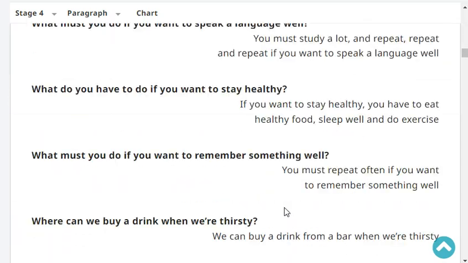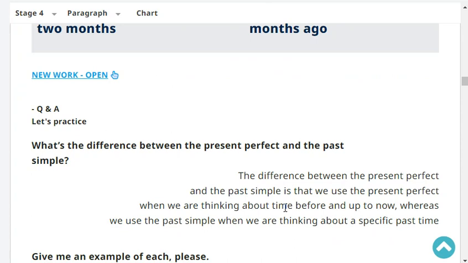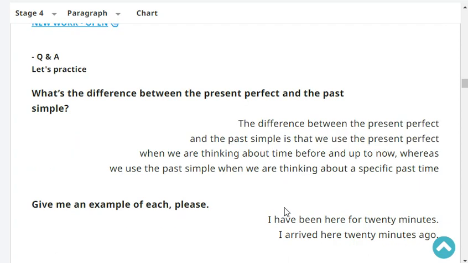Ready? Here we go. First question. What's the difference between the present perfect and the past simple? The difference between the present perfect and the past simple is that we use the present perfect when we are thinking about time before and up to now, whereas we use the past simple when we are thinking about a specific past time.